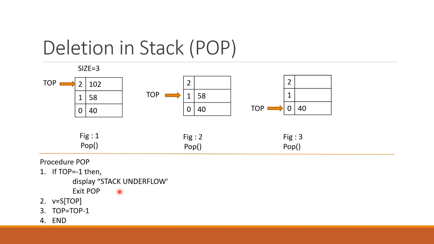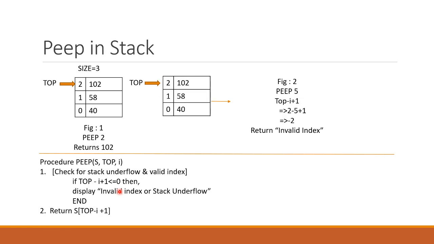So I hope the deletion operation is very much clear to all of you. Going towards the next operation of stack, that is known as peep operation. Now peep operation is used when the user is passing the index from the top of the stack and he wants to fetch the data at that particular index. But for that purpose, we need to check that whatever index passed by the user is valid or not.